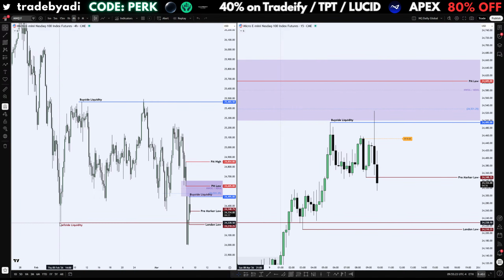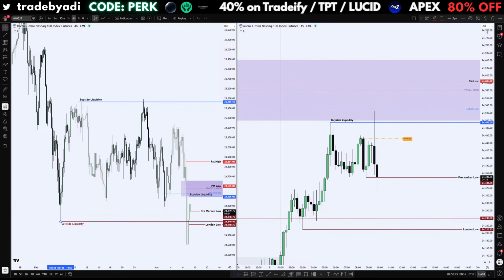And this sell side liquidity, I don't know who changed it. I need to lock this. 24,240 is this low.